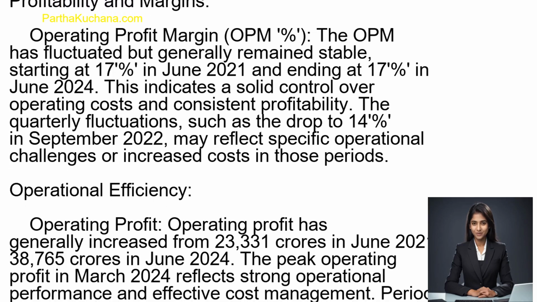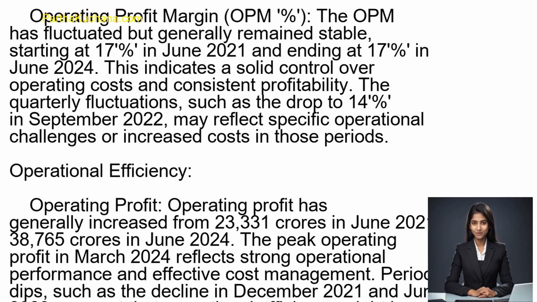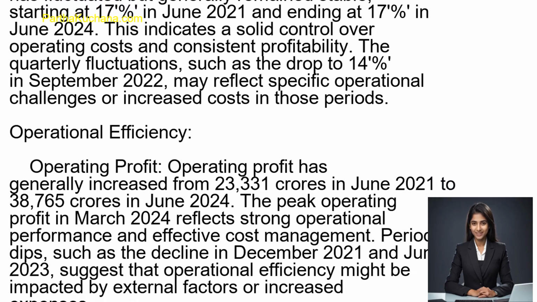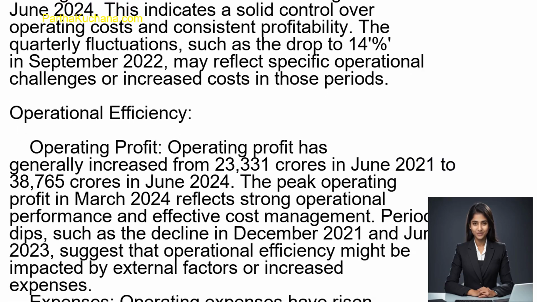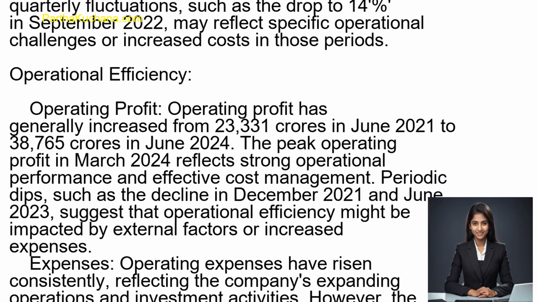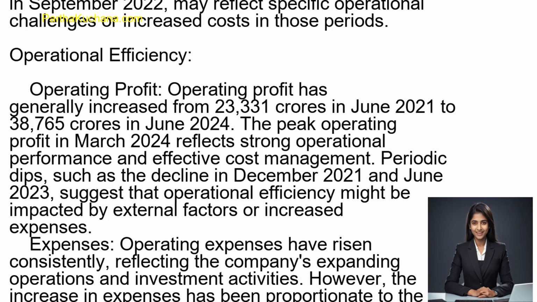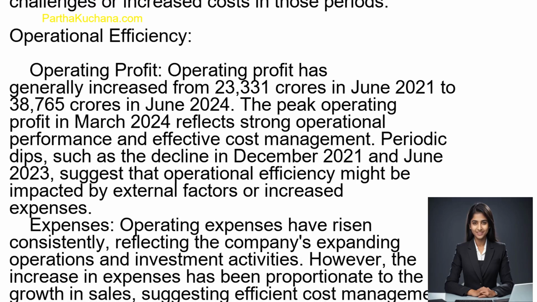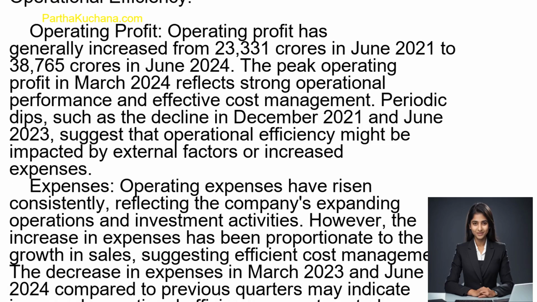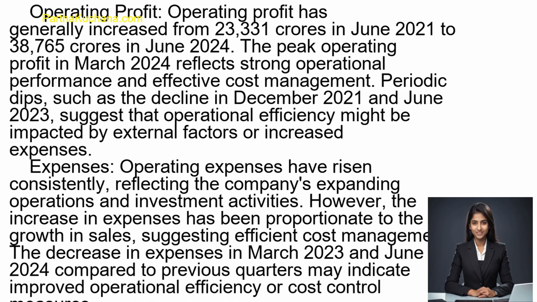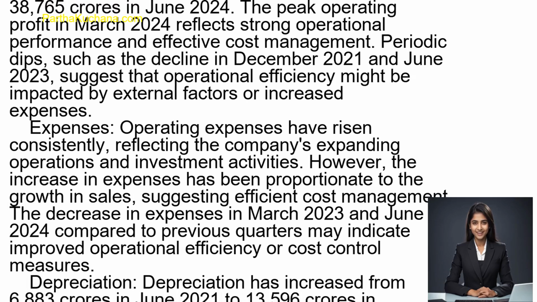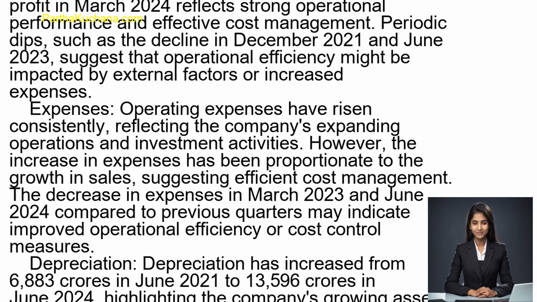Operational efficiency. Operating profit has generally increased from 23,331 crores rupees in June 2021 to 38,765 crores rupees in June 2024. The peak operating profit in March 2024 reflects strong operational performance and effective cost management. Periodic dips, such as the decline in December 2021 and June 2023, suggest that operational efficiency might be impacted by external factors or increased expenses. Expenses. Operating expenses have risen consistently, reflecting the company's expanding operations and investment activities.